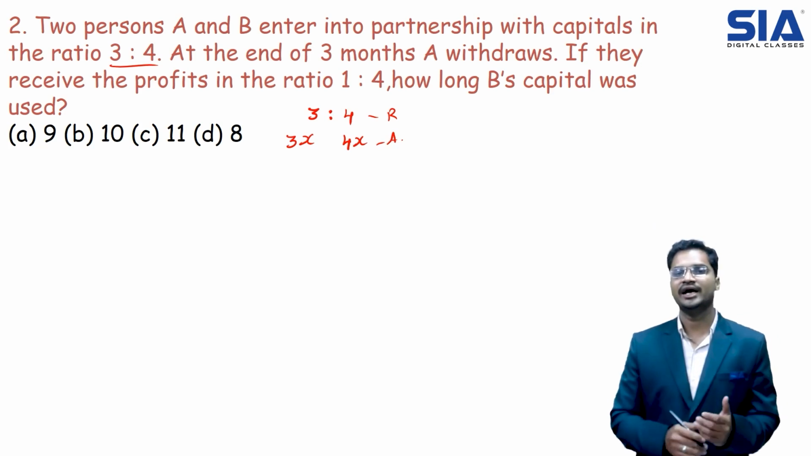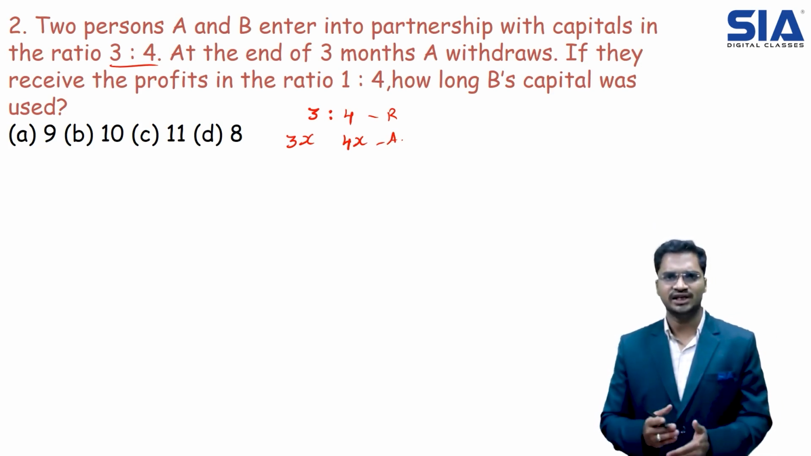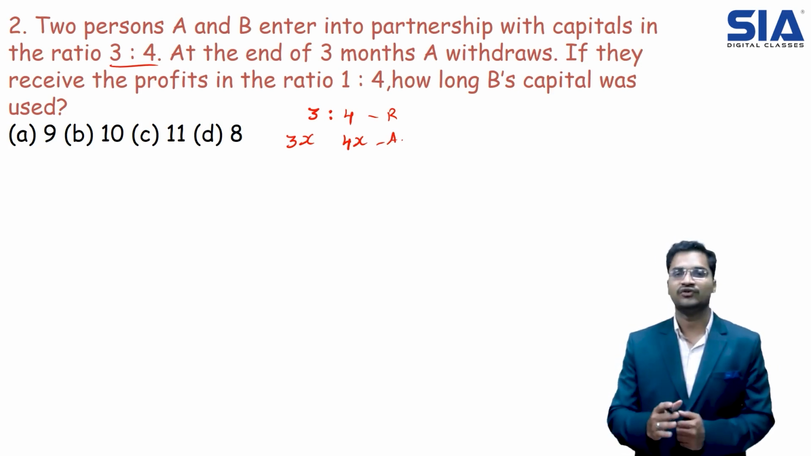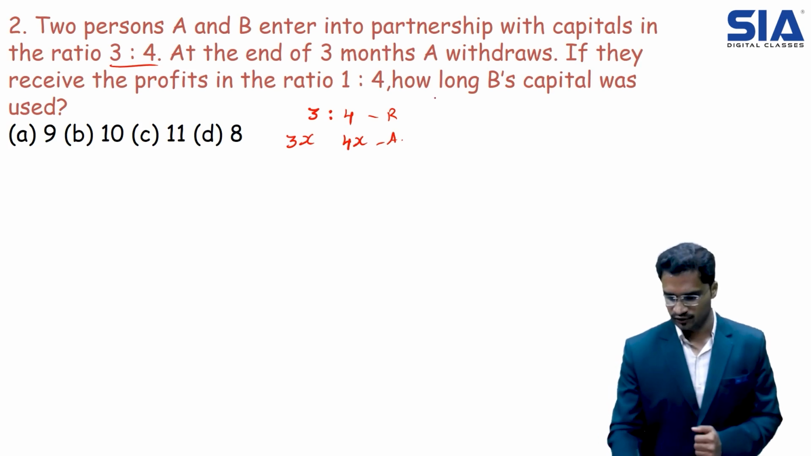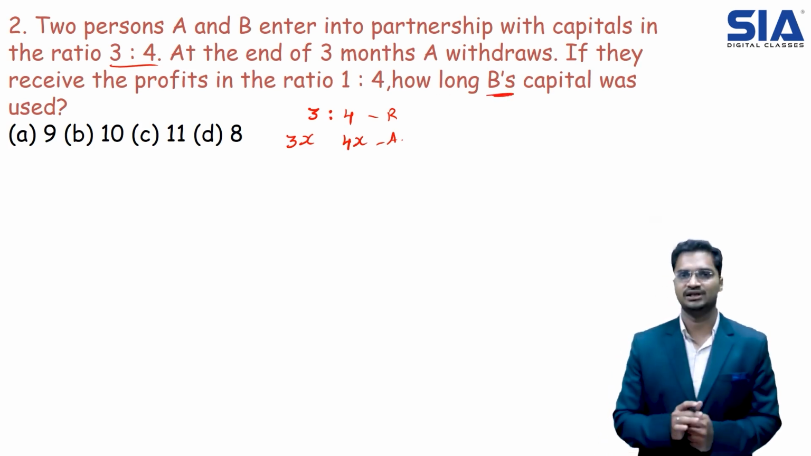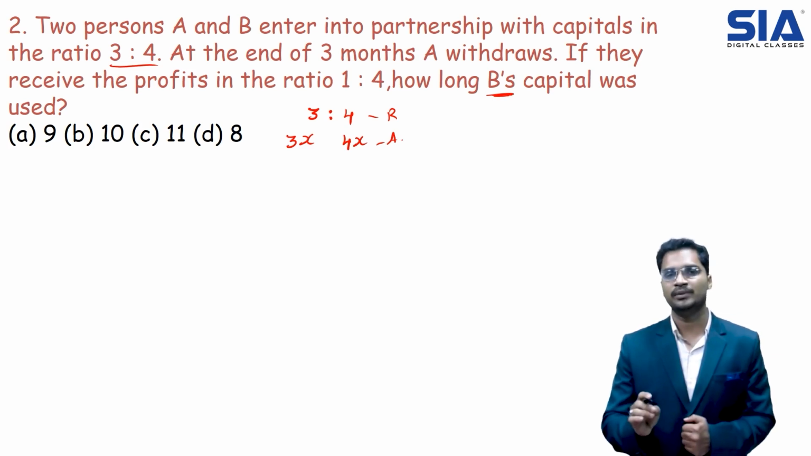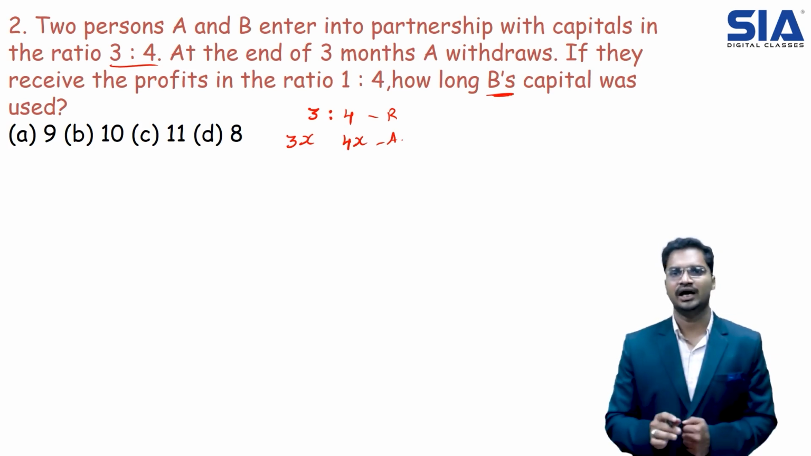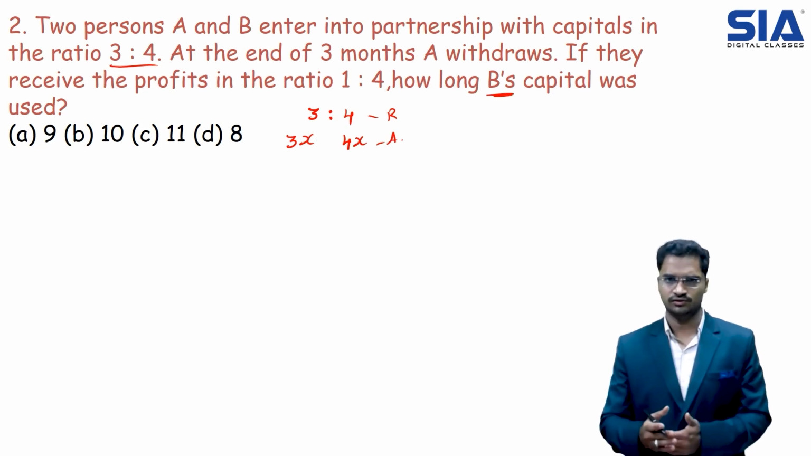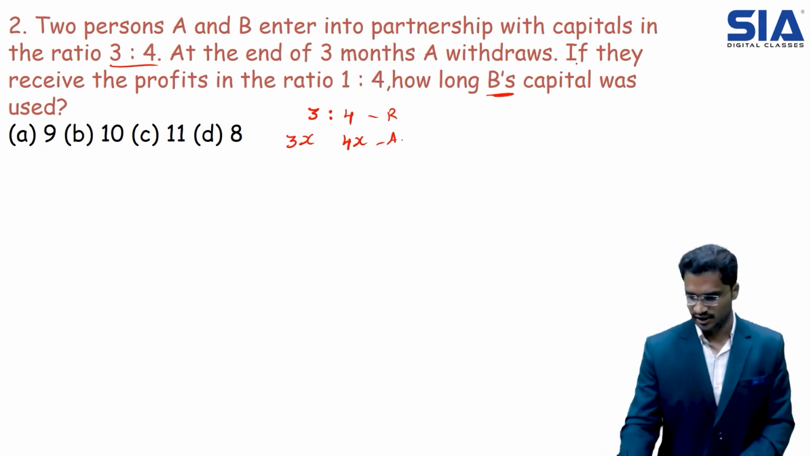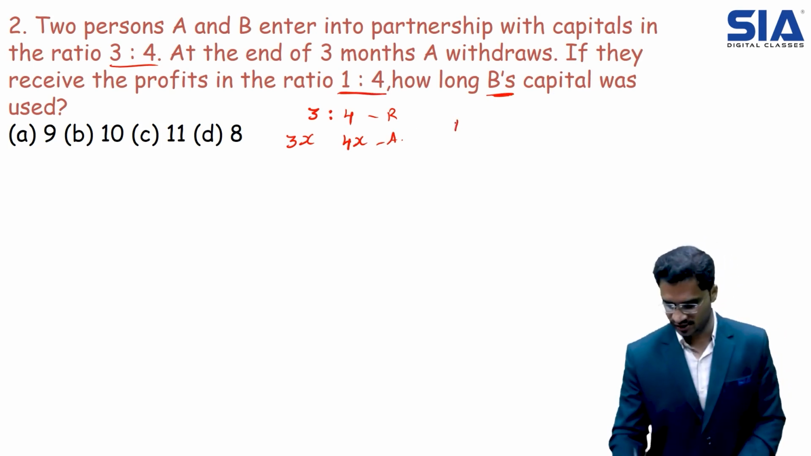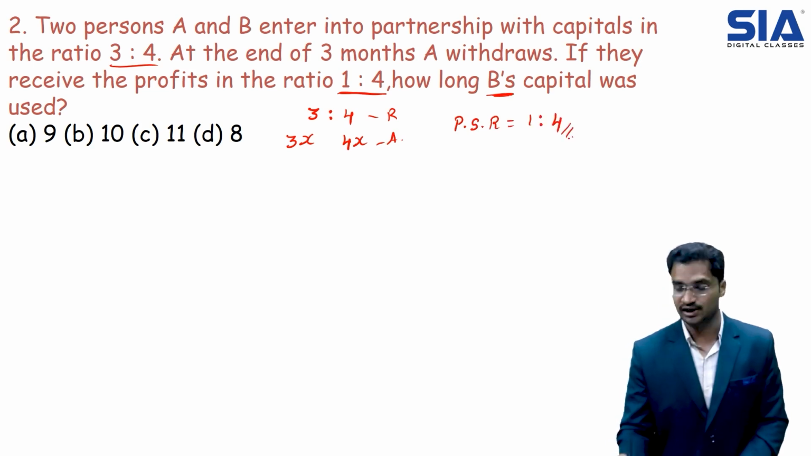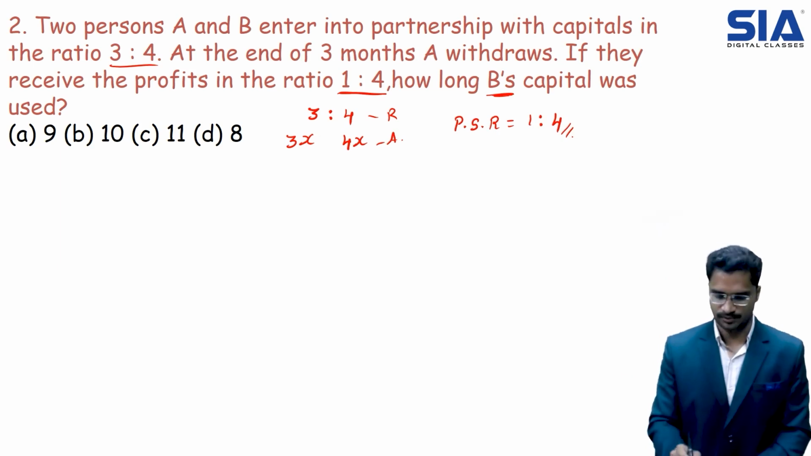Now at the end of 3 months, A withdraws. So A is staying in the business for only 3 months. We don't know how many months B is staying. We have to find how long B's capital was kept in the business. After solving this, we are getting a ratio. If they received profit in the ratio 1:4, the profit sharing ratio is given here: 1:4. This value is given.